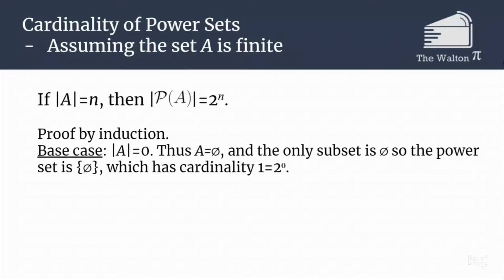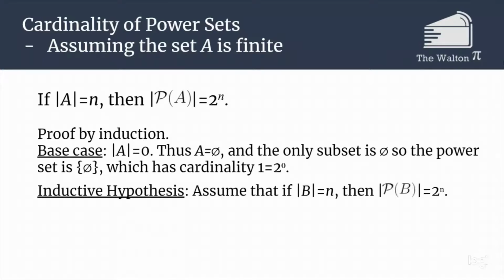The next thing we have to do is establish our inductive hypothesis. This is where we take any set B that has n elements. Our assumption is that the cardinality of the power set of B is going to be 2 to the n, and that's going to be true no matter what set of n elements we choose. Our inductive step is going to be looking at any set with n plus 1 elements.